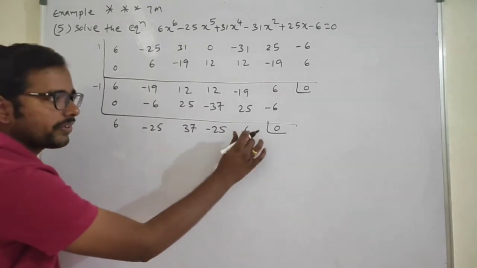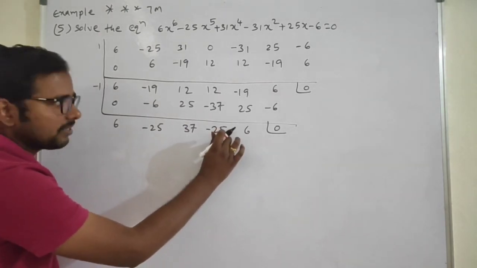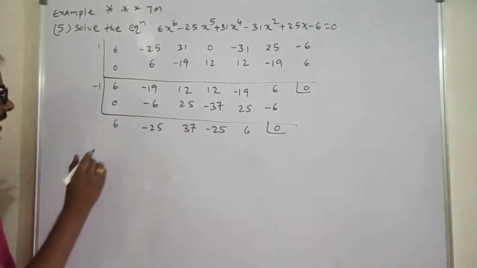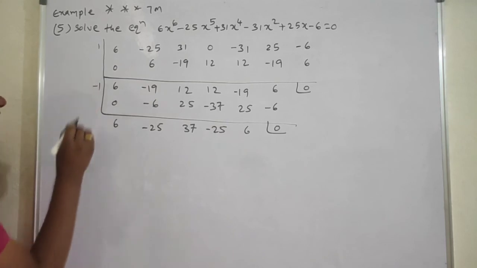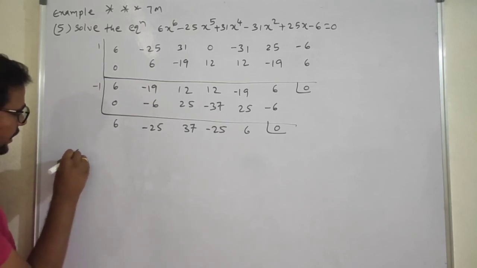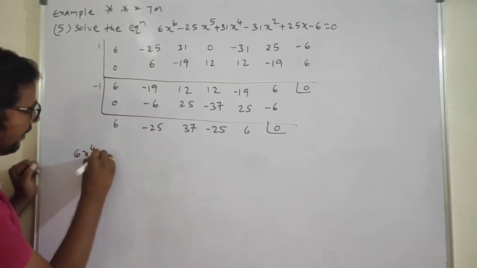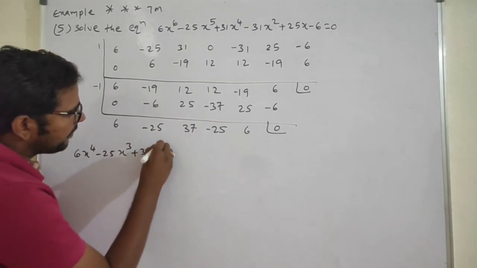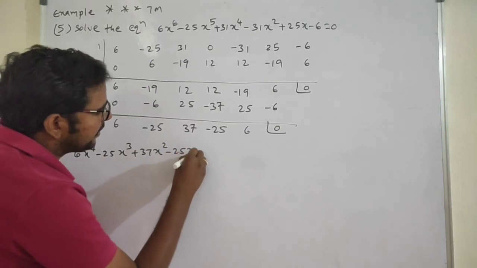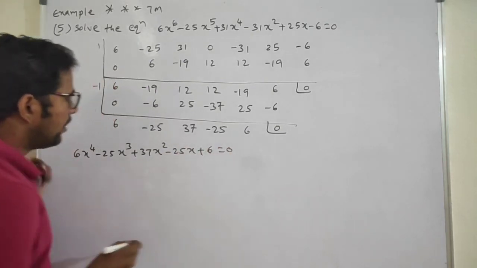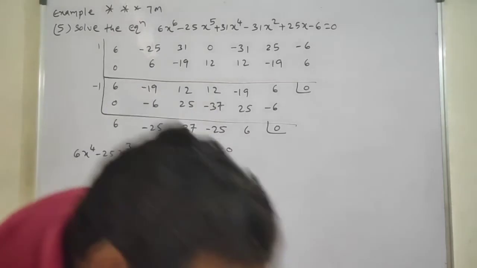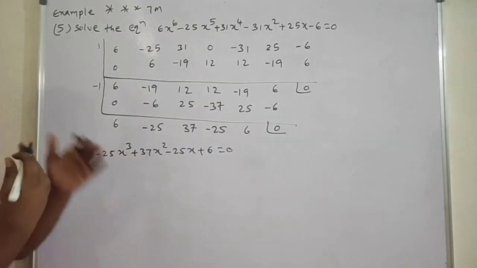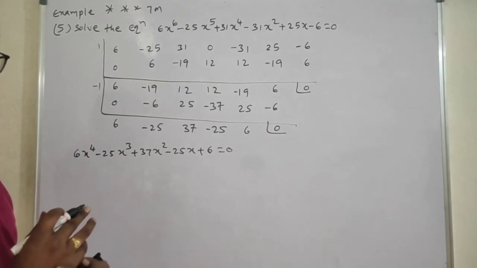These are the coefficients of the constant, x, x square, x power 3, and x power 4. So the equation we get is 6x^4 - 25x^3 + 37x^2 - 25x + 6 = 0. In the final answer we need to write 6 roots. It is a 4th degree equation, so we cannot find the roots directly. So we convert it into a degree 2 equation.